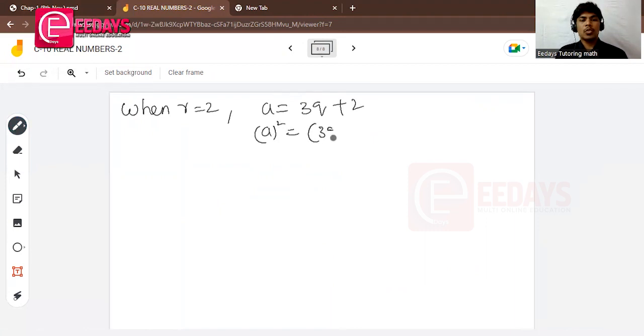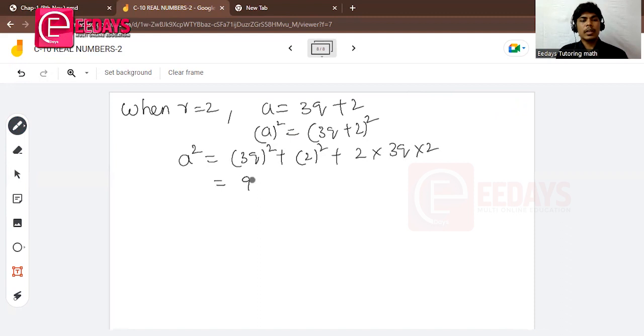So 3q plus 2 whole square. Now it looks like a plus b whole square. Again, you can write a square is equal to 3q whole square plus 2 whole square plus 2ab, which is 2 into 3q into 2. 3q whole square is nothing but 9q square, plus 2 square is nothing but 4. Here, 2 3s are 6, 6 2s are 12. So 12q. I just rearrange like this: 9q square plus 12q plus 4.